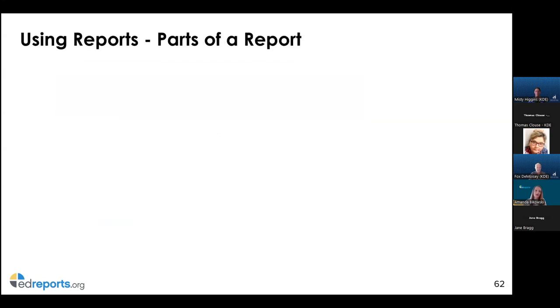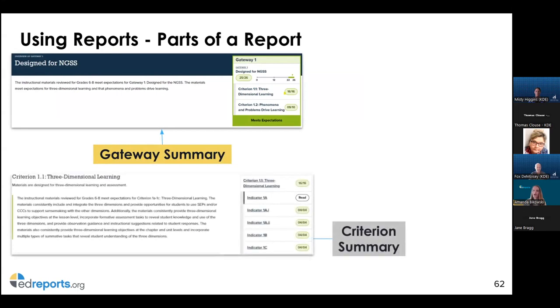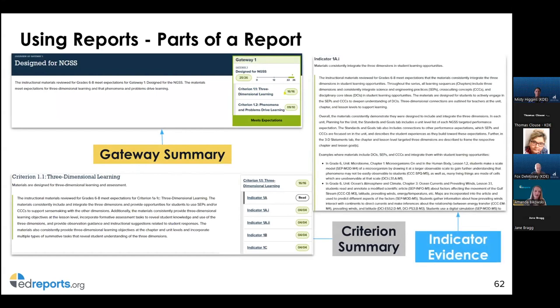In addition to looking at overall alignment, each report includes a gateway summary for each gateway, a criterion level summary for each rating sheet, and a detailed report for each indicator. This indicator level report will provide specific examples of how the material meets, partially meets, or did not meet the expectations of that indicator. And this is really where we encourage you to go to find information to support curricular decisions within your context, so you can look at those local priorities and how those materials do or do not meet those priorities.